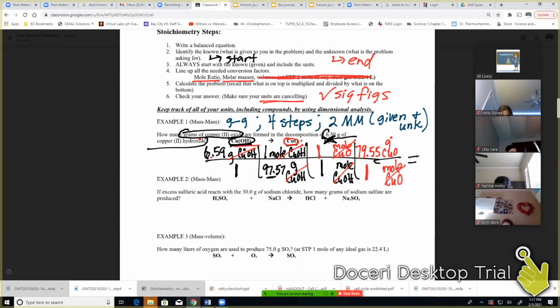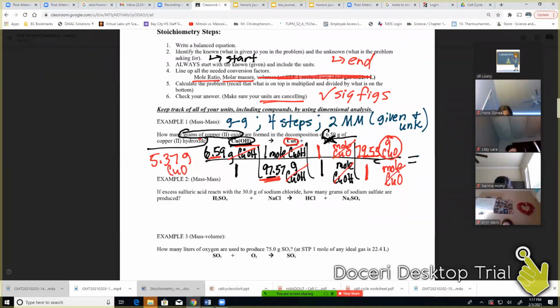So remember, we multiply across. So that's going to be 6.59. I don't have to multiply by the ones, times 79.55. And then I would hit equals, and then you divide by what's on the bottom. The only thing I have on the bottom right now is 97.57. Anybody want to give me an answer? 5.37, perfect. And my units would be my last thing I have left here, which are grams of copper oxide.